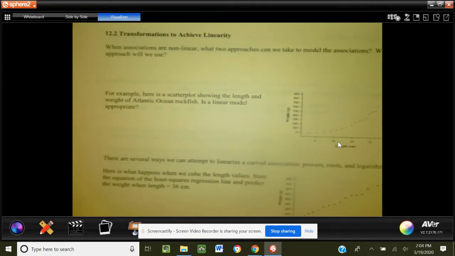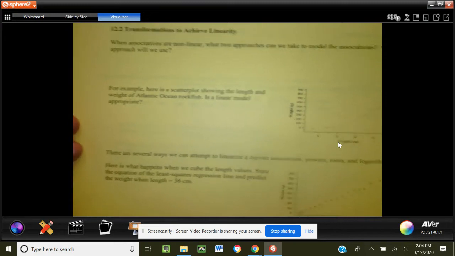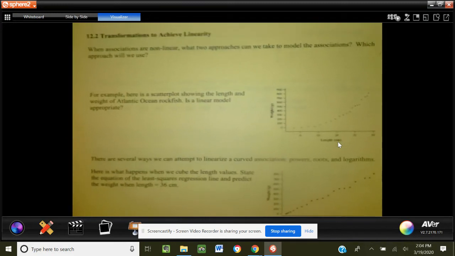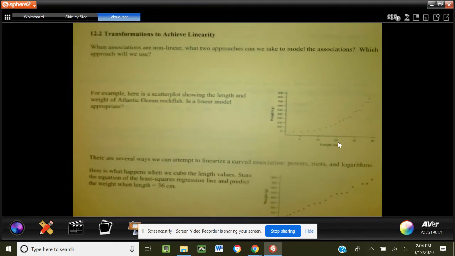Okay, so let's talk about transformations to achieve linearity, kind of the last small section here. It is part of the AP curriculum to talk about transformations. Not that often are questions asked about this, but it has shown up, especially in some FRQs a couple of years ago. I know 2 or 3 years ago, there was a question regarding transformation. So it is something you need to be aware of.